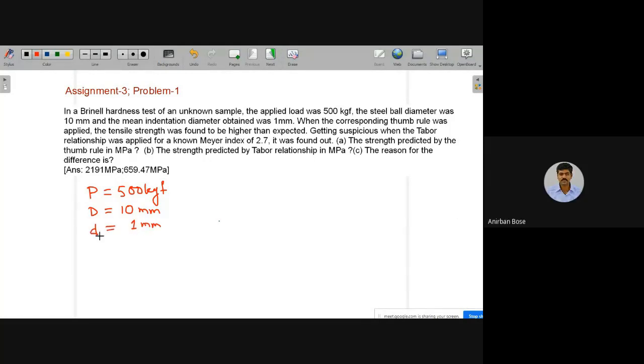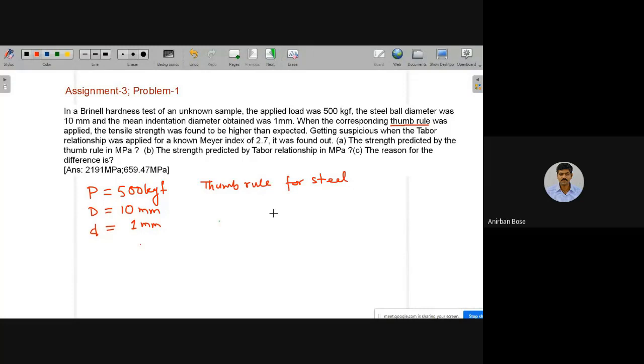So small d, which is the average indentation diameter, is given as 1 millimeter. Now, when the corresponding thumb rule was applied, the tensile strength was found to be higher than expected. So what is the thumb rule here? We know that to find the tensile strength, we can directly use, for steel materials, remember this thumb rule. The thumb rule is used for steel materials, right?